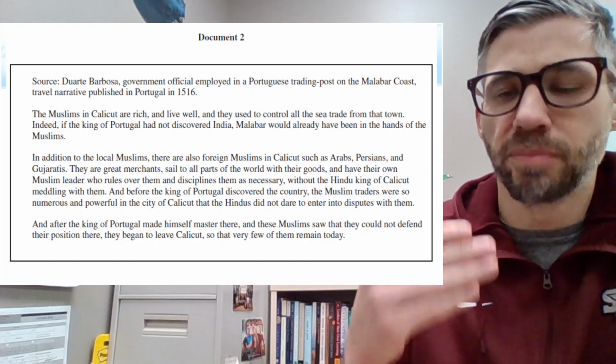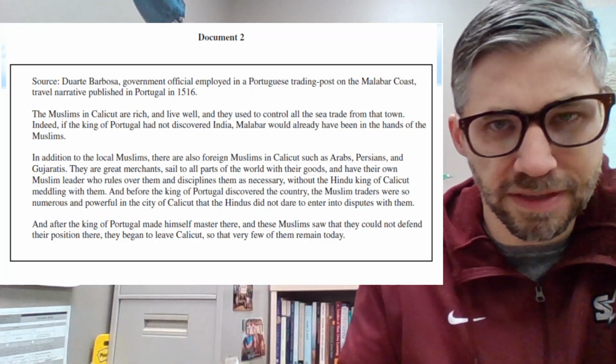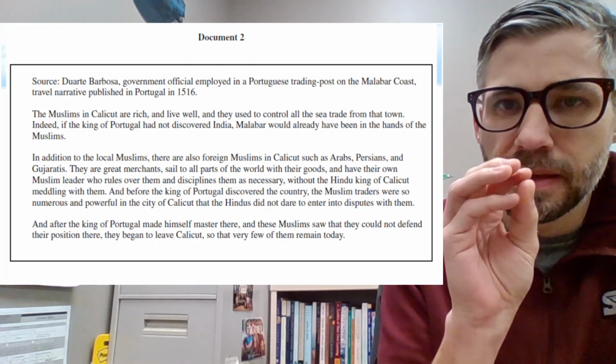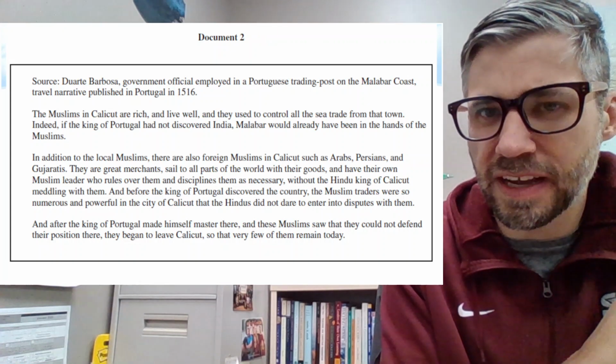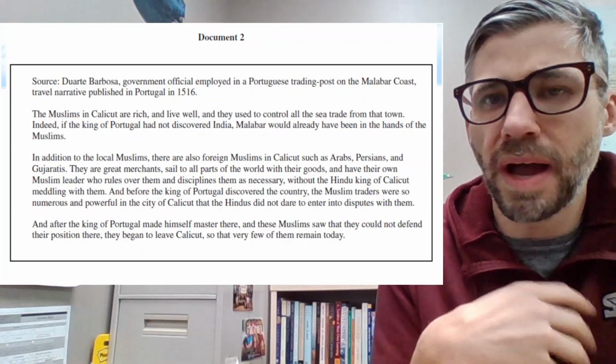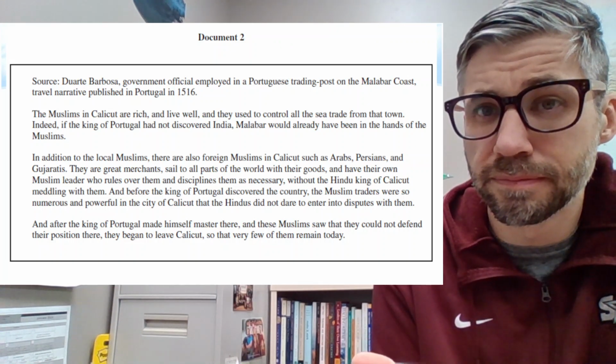To what extent did the Portuguese transform maritime trade in the Indian Ocean region in the 16th century? Did we get any evidence here? Is document 2 telling a similar story to document 1? Can we not tell yet? Why would this particular government official be telling the story in this way?